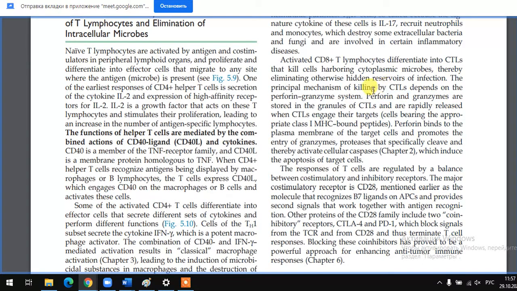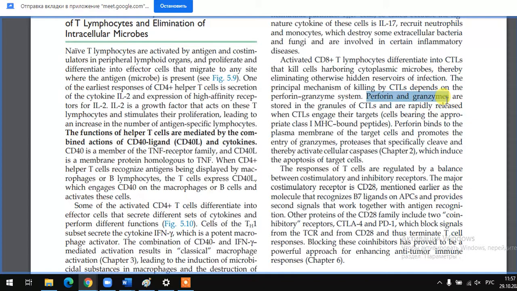In easy words, they have on the surface a T cell receptor, which is specific for some antigen. If it finds the antigen, it attaches to it and releases perforin and granzymes. Their main function is destruction of the cell membrane, so they destroy the cell membrane of bacteria, protozoa, or even parasites. So it tries to kill it. That's the main function of the T lymphocyte.